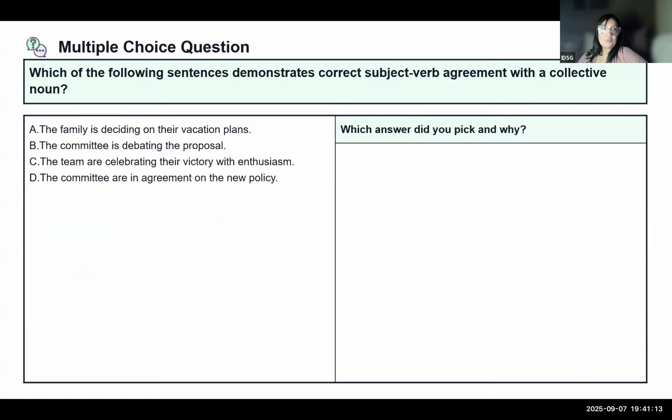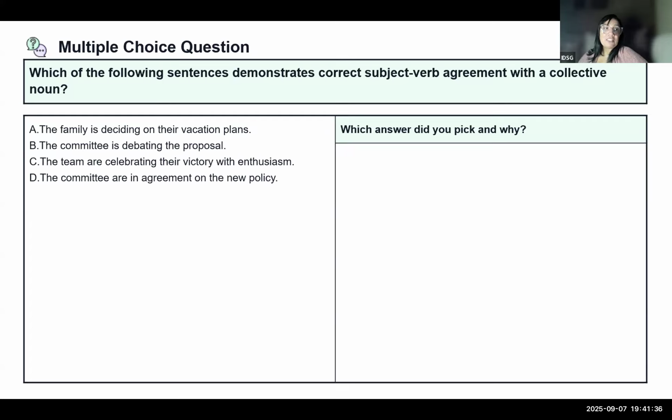Now we are going to respond to this multiple choice question. Which of the following sentences demonstrates correct subject-verb agreement with a collective noun? There are 4 options. A, the family is deciding on their vacation plans. B, the committee is debating the proposal.